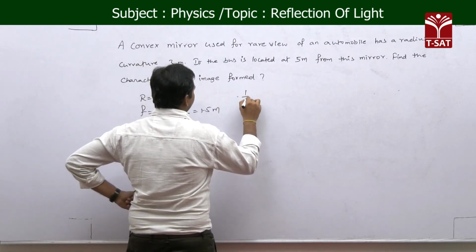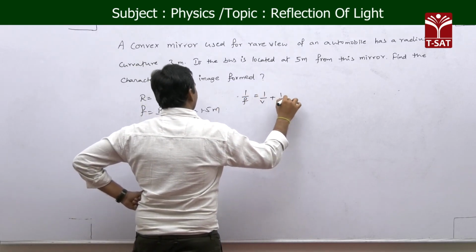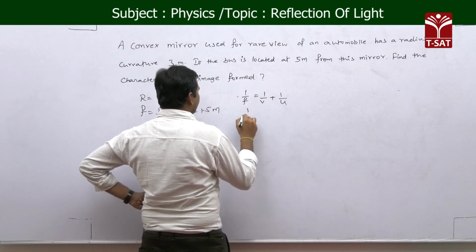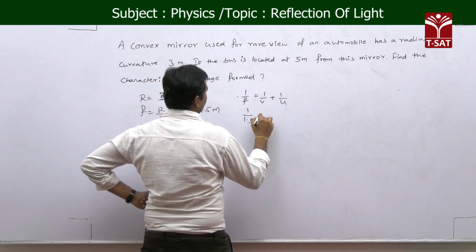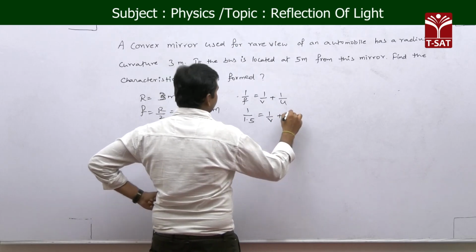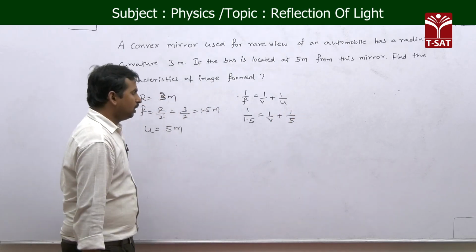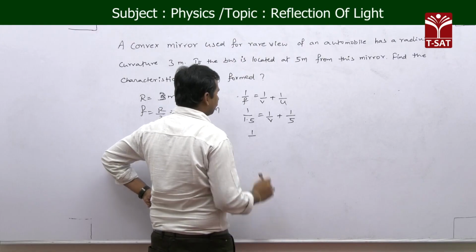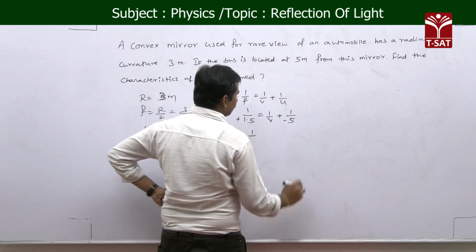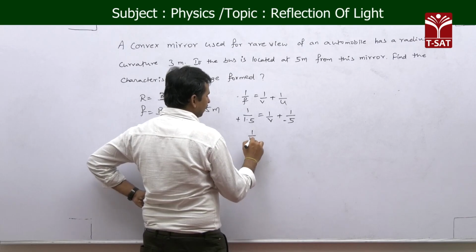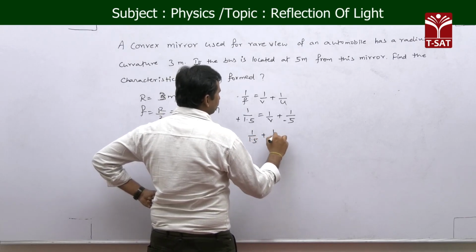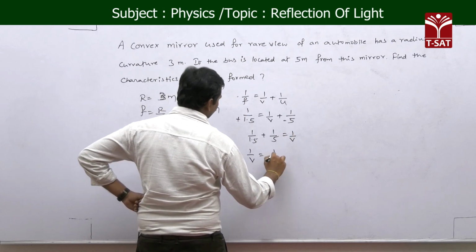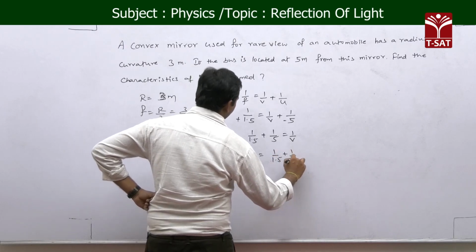Then according to our mirror formula, 1 by f is equal to 1 by v plus 1 by u. Then 1 by f, f value given 1.5, is equal to 1 by v plus 1 by u, and u is 5 meters given there. Then if you apply the sign convention, the focal length is positive for convex and the object distance is minus there. Bring that minus to this side. Then 1 by 1.5 plus 1 by 5 is equal to 1 by v.